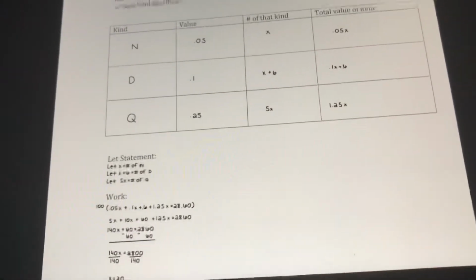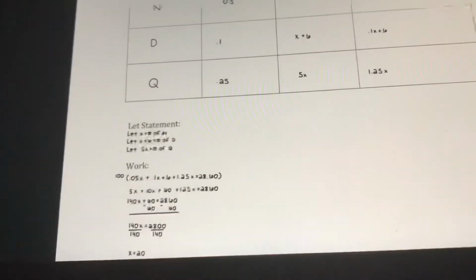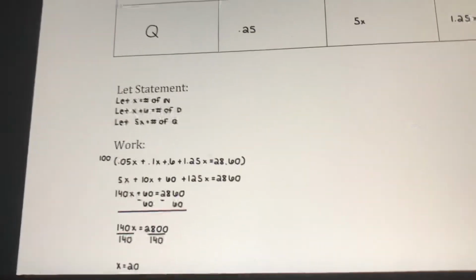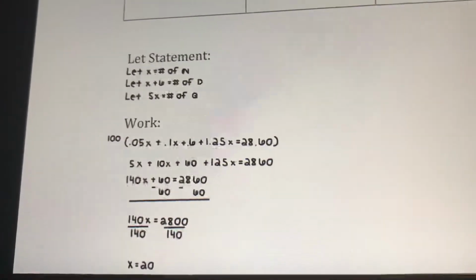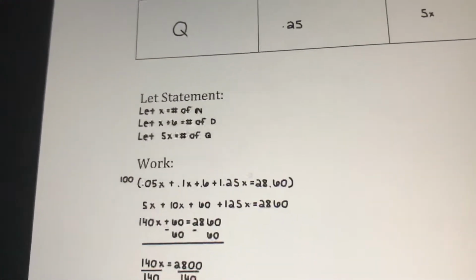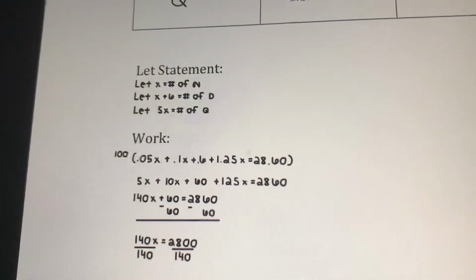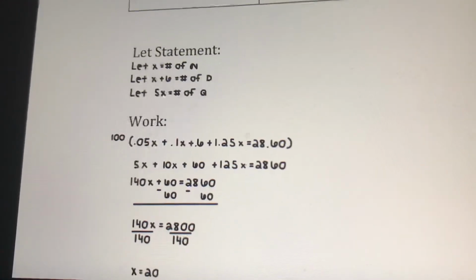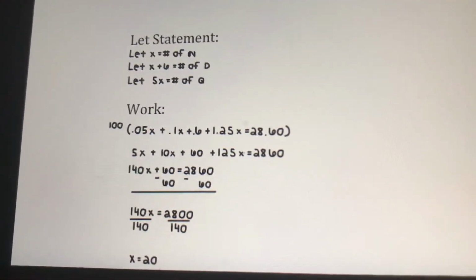First problem that I did was the money value problem. So the first step in order to solve one of these problems would be to form your let statements. We don't know how many nickels there are, so that would be our x. There are 6 more dimes than nickels, so that would be x plus 6. And there are 5 times as many quarters as there are nickels, so that would be 5x.